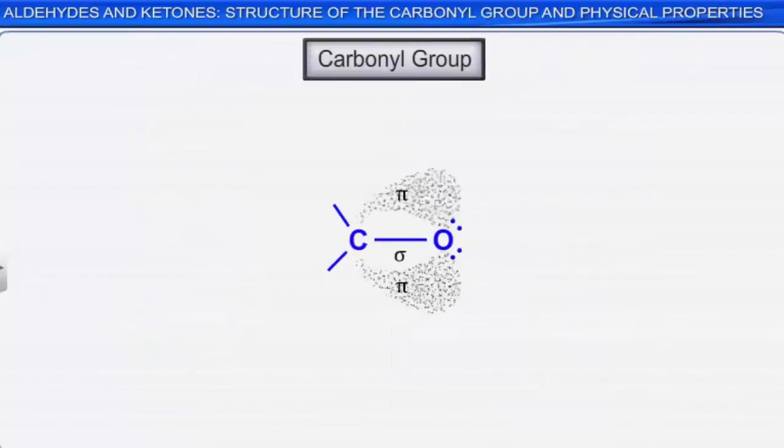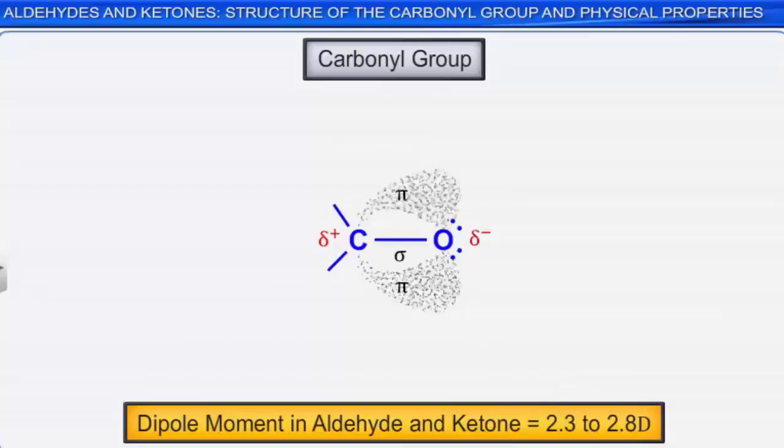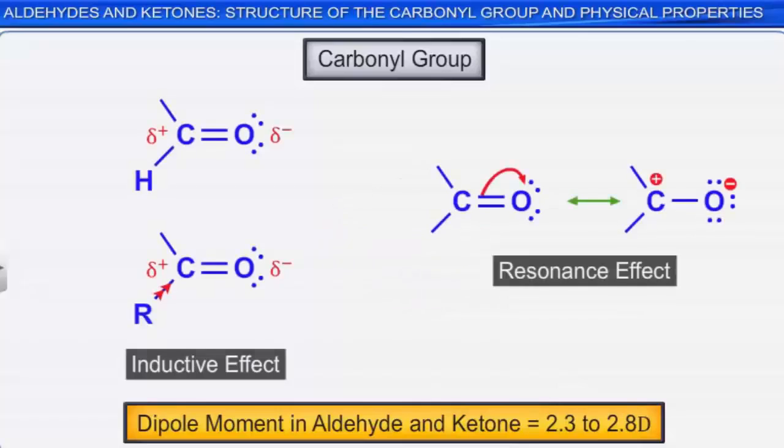Consequently, in the carbonyl group, the oxygen atom acquires a partial negative charge, while the carbon atom acquires a partial positive charge, thus making the carbonyl a polar group with a dipole moment value of 2.3 to 2.8 debye units. However, the high value of the dipole moment can be accounted for by both the inductive effect and the resonance effect.